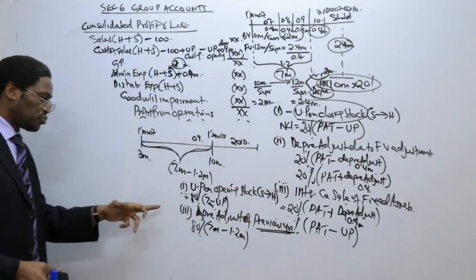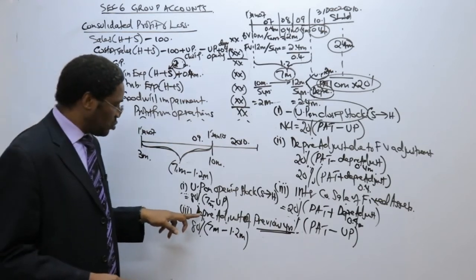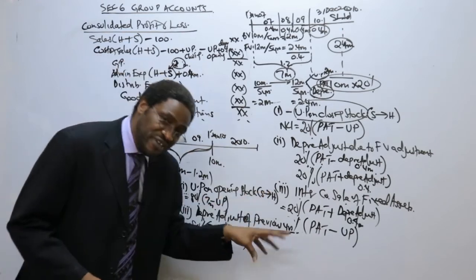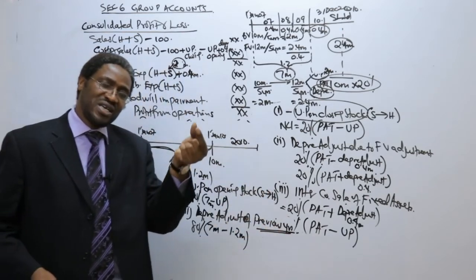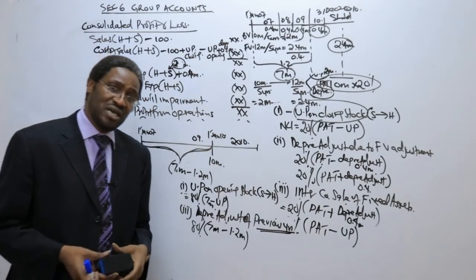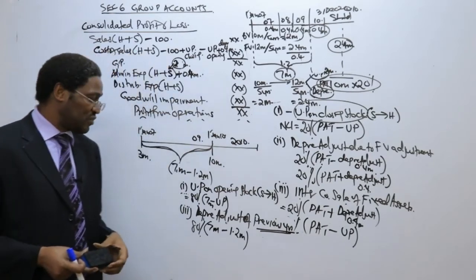Number two, the second item is what we have called depreciation adjustment of the previous years. Whenever there's a depreciation adjustment and it affects a previous year, that's another issue we have said, which you have to deal with.